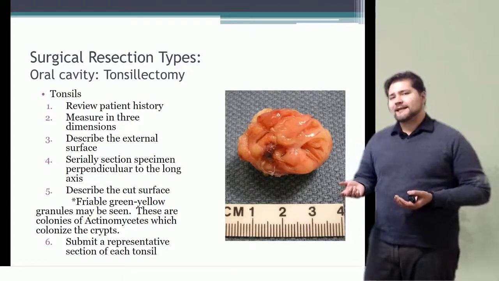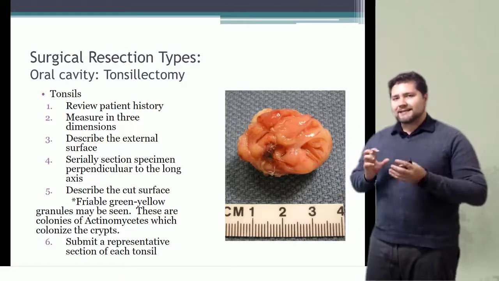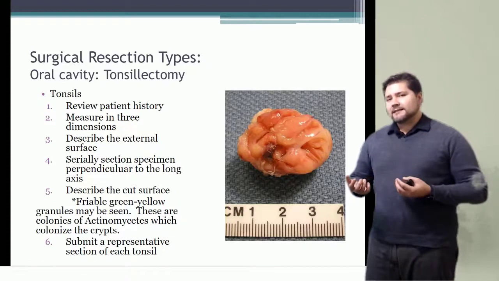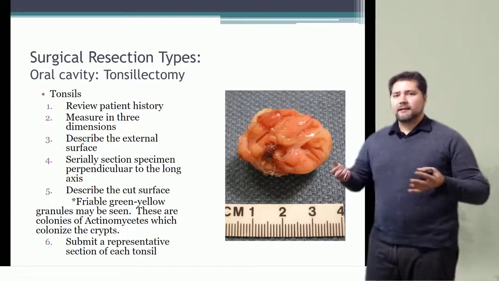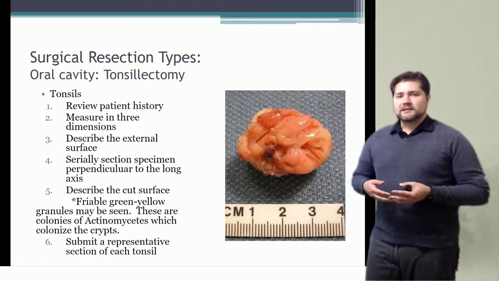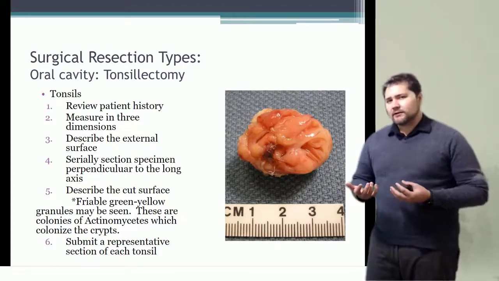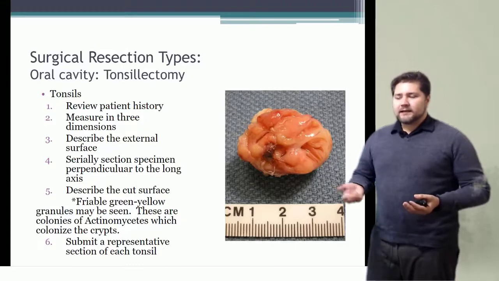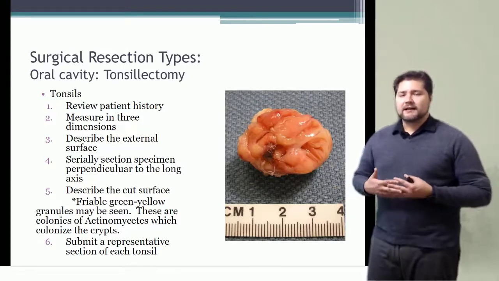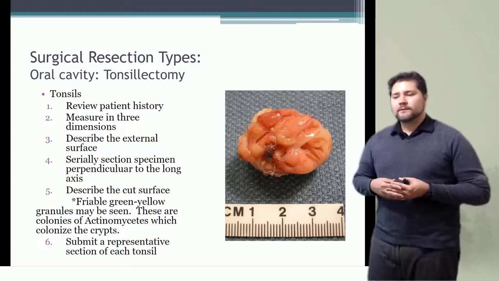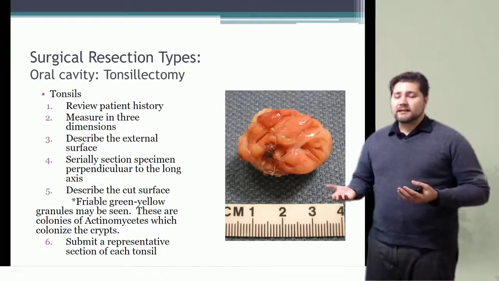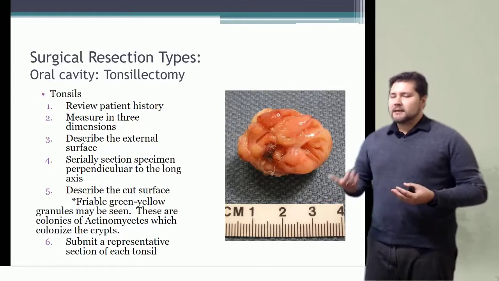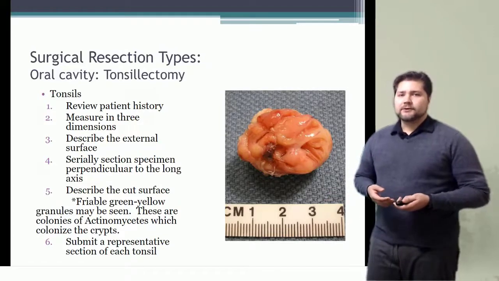Now, one thing you might see on these are these little friable deposits on the surface, and these are actinomycetes. They kind of look like sort of an exudate coming out of the surface of the tonsil, but they've got a greenish color to them. Those are relatively normal. They tend to be just a normal colony that's found in tonsils, but you can describe them if you wish. And then, depending on what the history dictates, you can submit them entirely, submit representative sections, and maybe you'll need some for flow or cytogenetics.